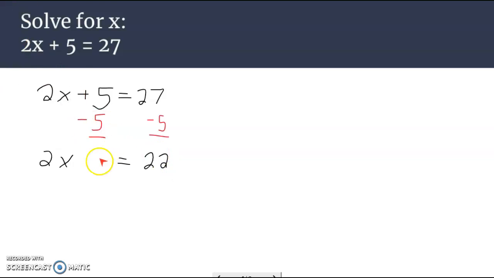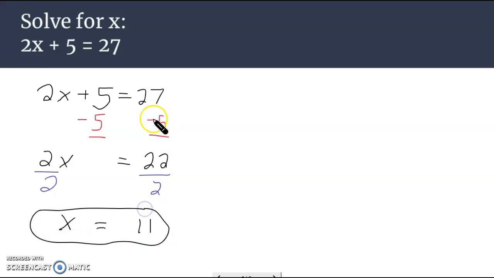Now we see x being multiplied by 2, so we're going to do the opposite of multiply by 2. We're going to divide by 2 on both sides. Divide by 2 here and divide by 2 here. Notice I do it to both sides to keep the equation balanced. And then x is equal to 22 divided by 2, which is 11. That's our answer. Remember, you can always check by substituting your answer back into the original variable.